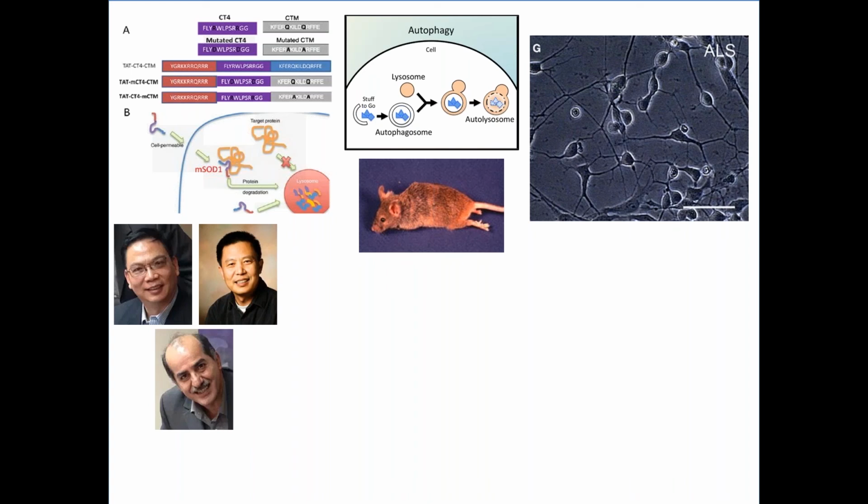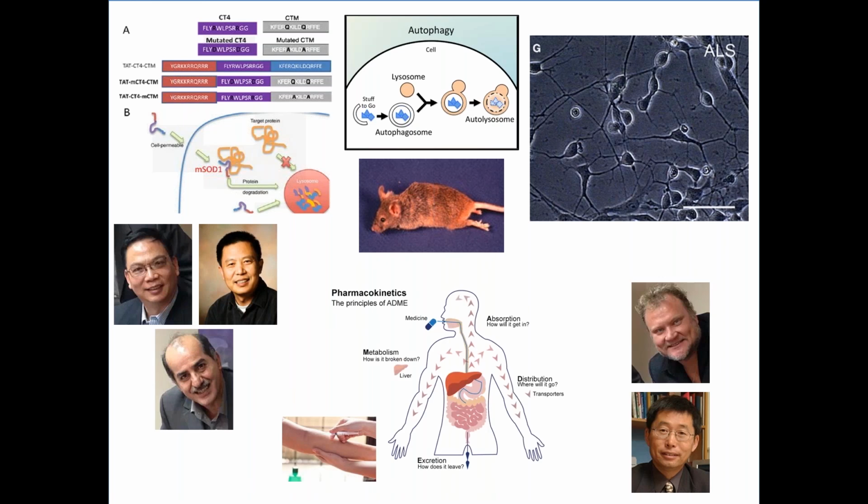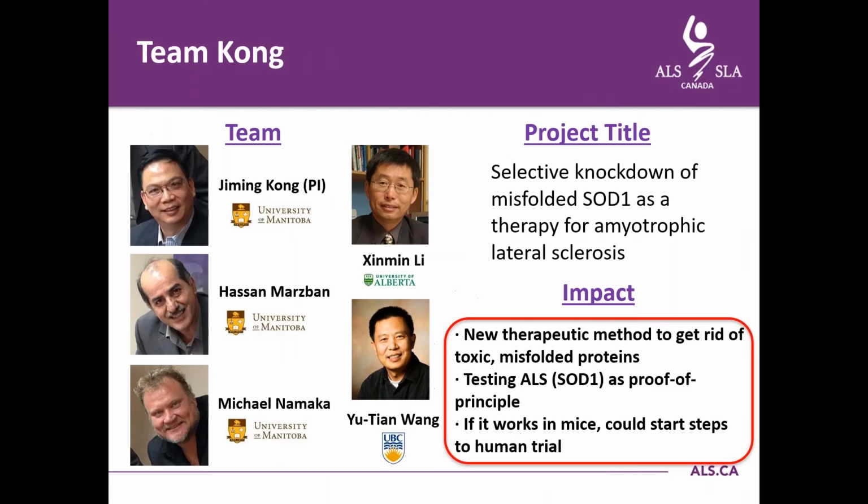And if it does, that's the gentleman actually in Manitoba, as well as Dr. Yu-Tian Wang at UBC, and then Dr. Jinmin Lee at the University of Alberta, and also Dr. Michael Namaka at the University of Manitoba, who would do the initial steps of understanding how this can be moved forward into clinical trial. And there are a lot of steps when you move out of the laboratory into understanding how it works in a human before it can actually get into human testing.